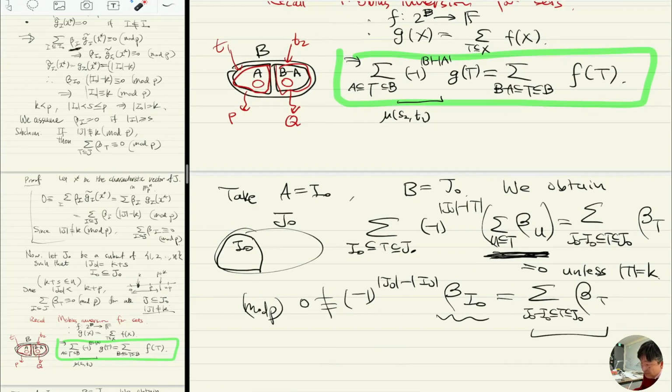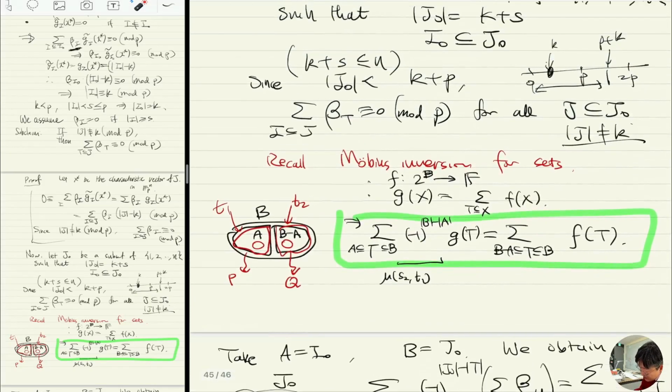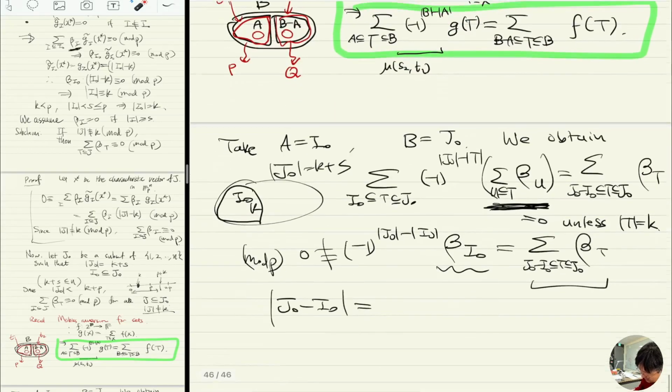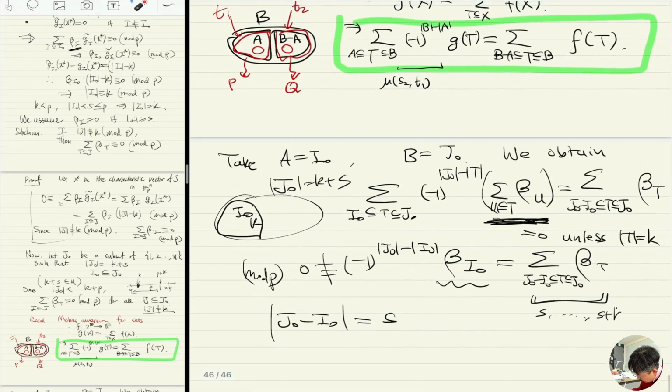And what happens with this term? So let's look at the size of J0 minus I0, right? What is the size of that? So J0 has size, we chose J0 has size K plus S. And this has size K, so that has size S. Right? And so these are sets of size S to S plus K, right?